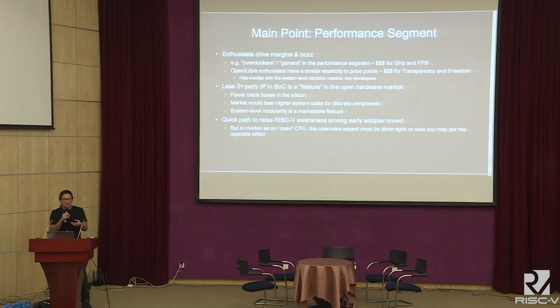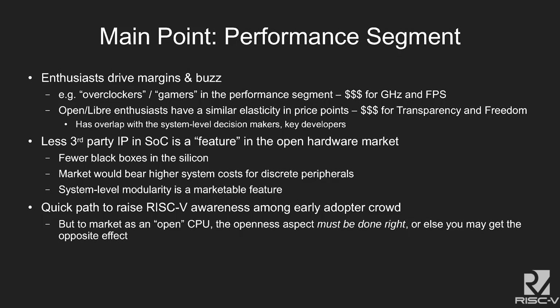Like the overclockers and the gamers drive the high-end market for gigahertz and frames per second. I mean, you have the Intel Extreme Editions and those really super high-priced NVIDIA graphics cards that you can buy. And these people are single metric buyers, and they have a lot of money and they'll pay for anything. In a similar way, the Open Libre enthusiasts are pretty much single metric buyers. It's about transparency and freedom.